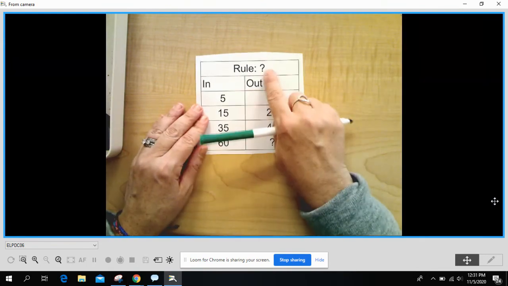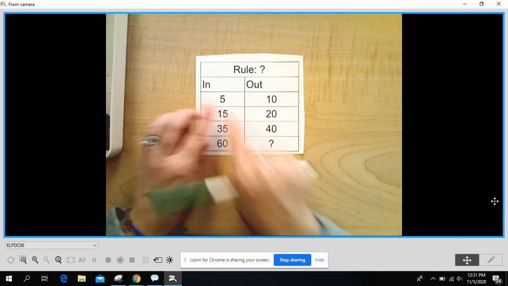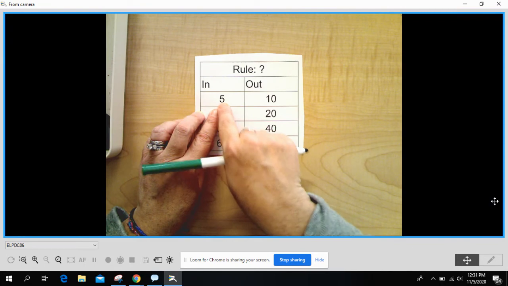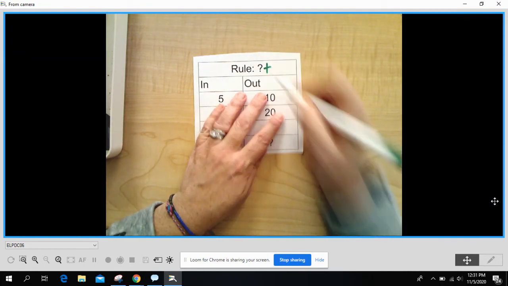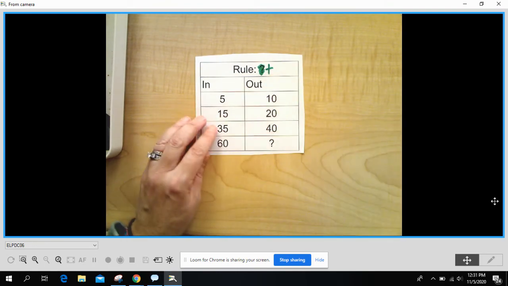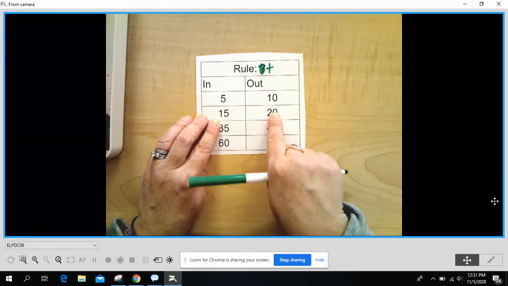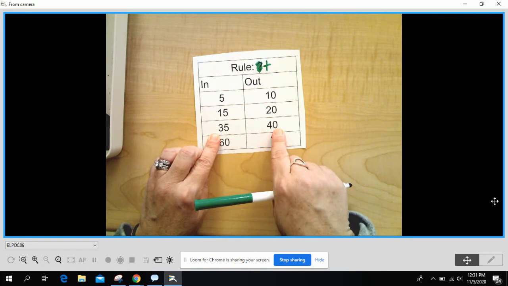This one, let's try and figure out what the rule is. We also have a question mark down here, but I think we can do it. So if 5 goes in, 10 comes out. Ooh, I see an increase between here and here. So that lets me know it's plus something. I'm going to get rid of my question mark. It's add something. Let's see if I can finish. 15 goes in, 20 comes out, 35 goes in, 40 comes out.